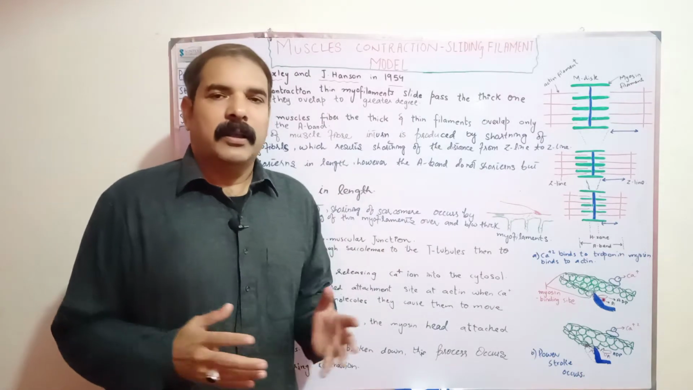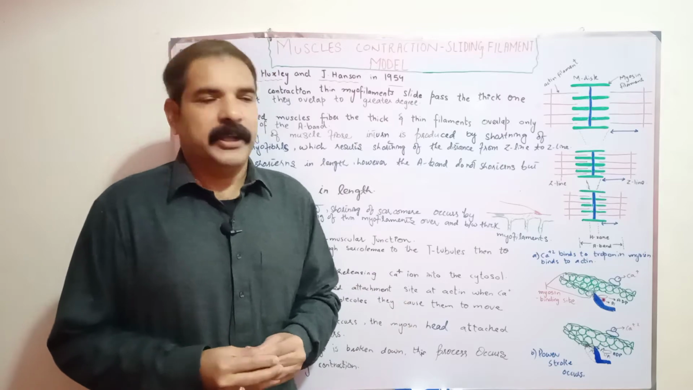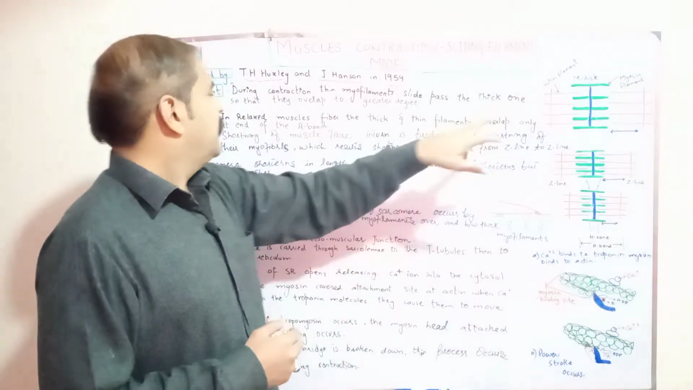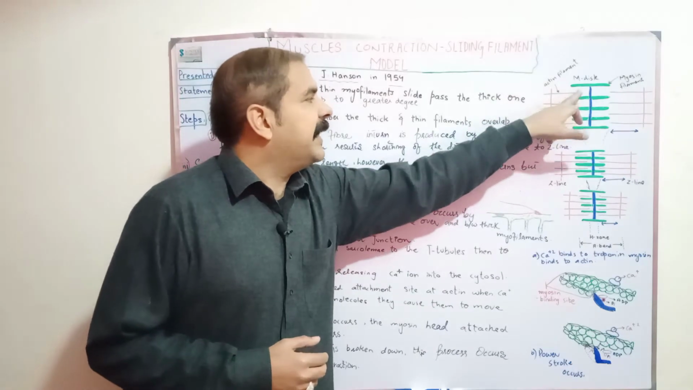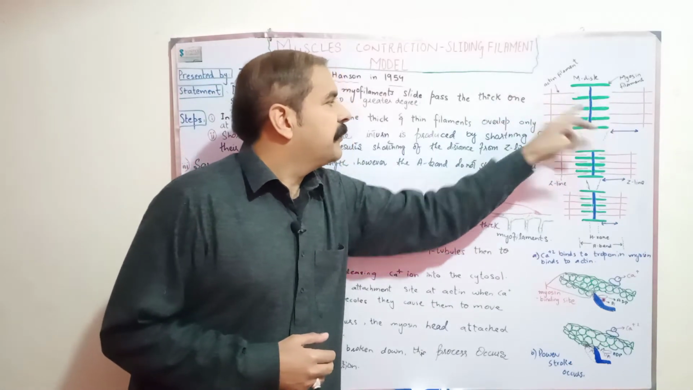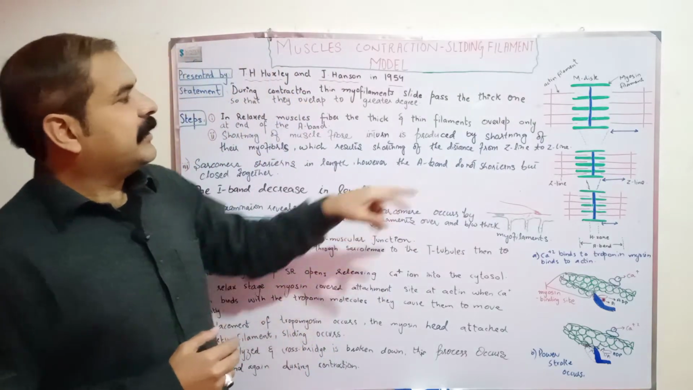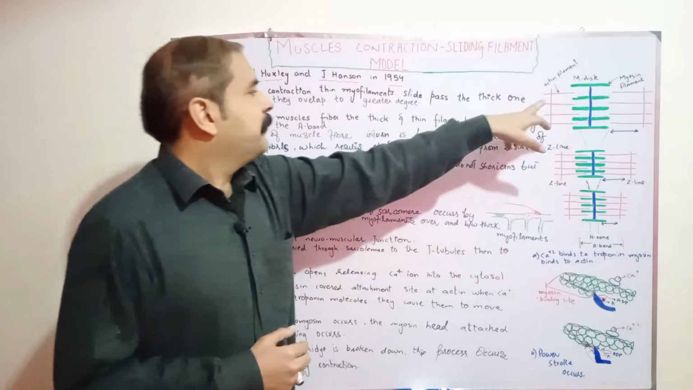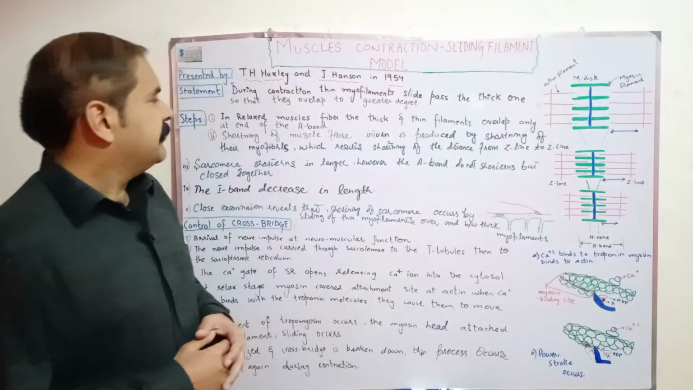Now, we know that in the relaxed state, the thick and thin filaments overlap only at their ends.